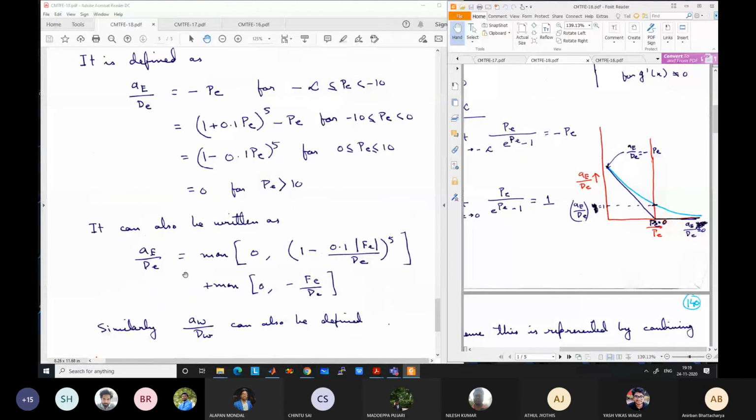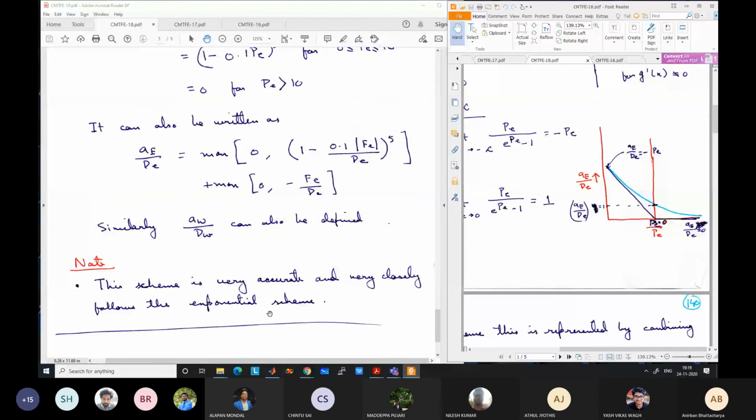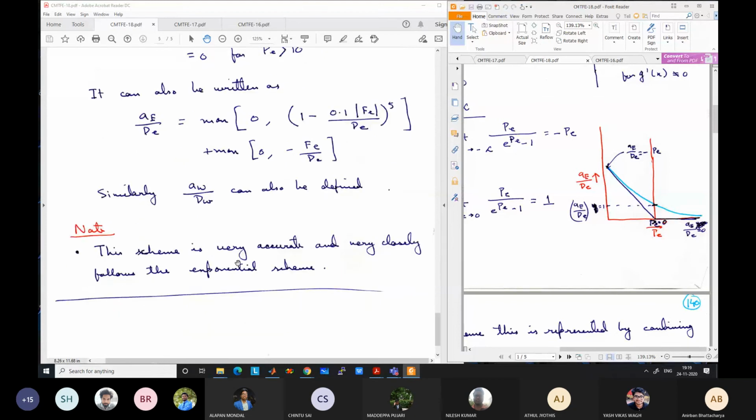Same process can be used to find AW by DW. Again, we will not define it here, but it can be followed and it can be found, and AP can be found from that. Okay, so I'm just stating it here. We will not go into derivation. It's not part of the course. Also, I'm not expecting you to derive in the course. Just to state that this is one of the most accurate schemes out there, which can be used at good computational efficiency. So this scheme is very accurate, noted down, and follows the exponential scheme very closely.